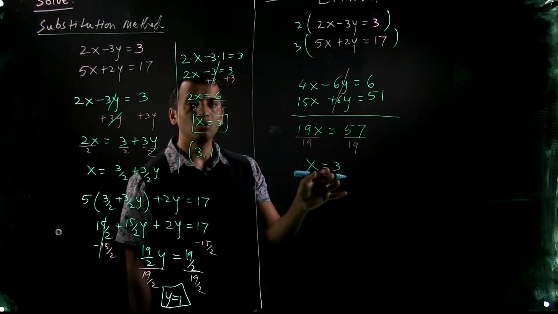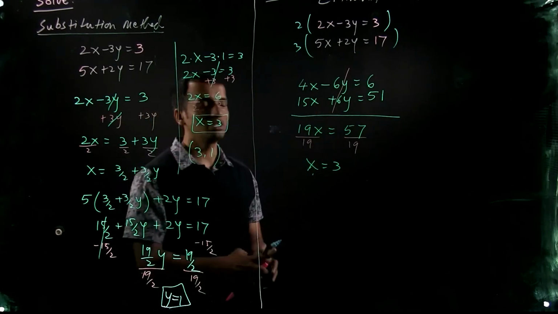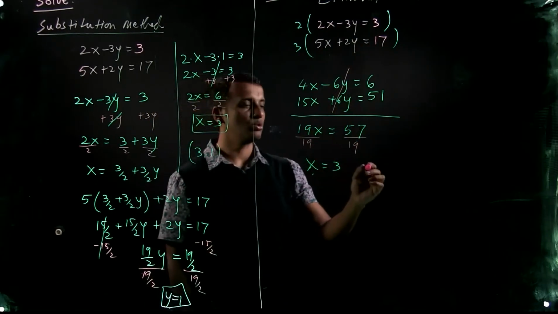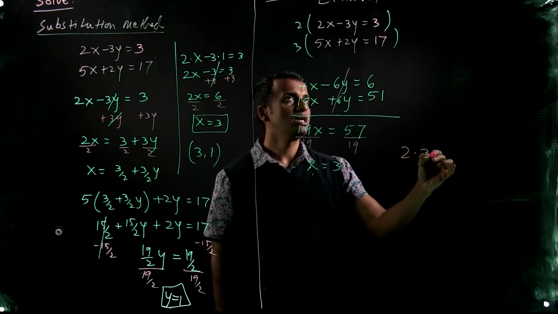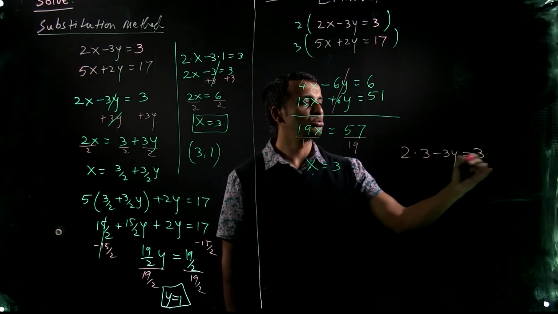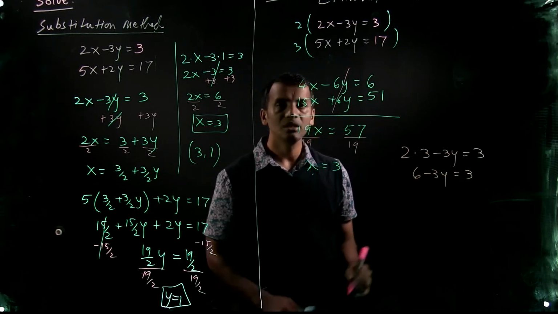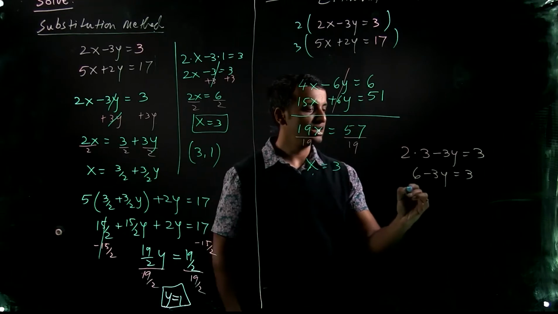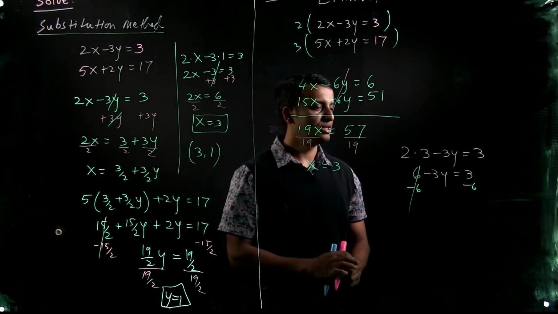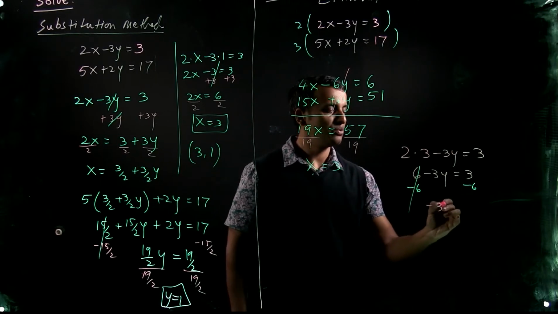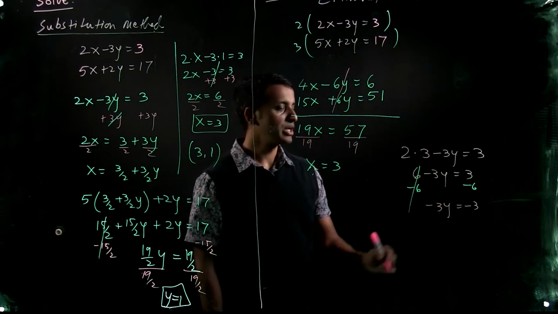Okay, so once you get the value of x or y, you plug it into the other equation. Let me plug into the original first equation. So what you get is 2 times 3 minus 3y equals 3, right? So 6 minus 3y equals 3. So what you do, you subtract 6. So you cancel that part.